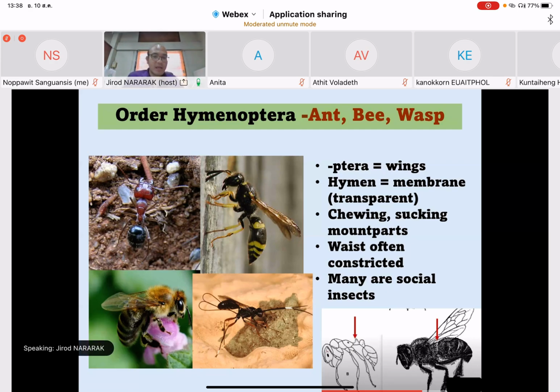And many of these insects are social insects. Another characteristic, you can see they have a waist, often constricted here. It is a main characteristic at the abdomen part of the insect. We call it the wasp waist here. So if you can see this, you can recognize it as Hymenoptera.